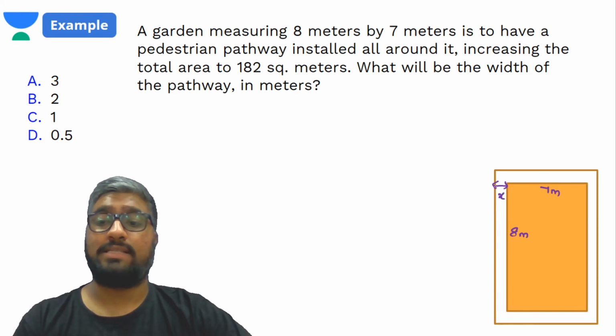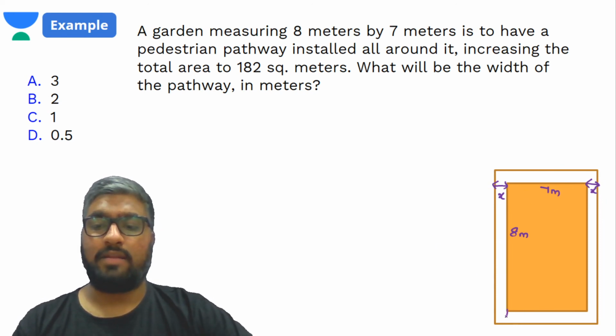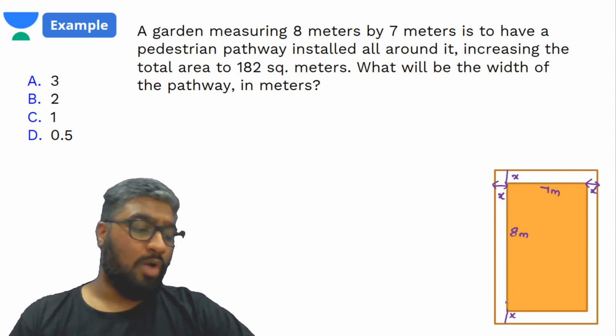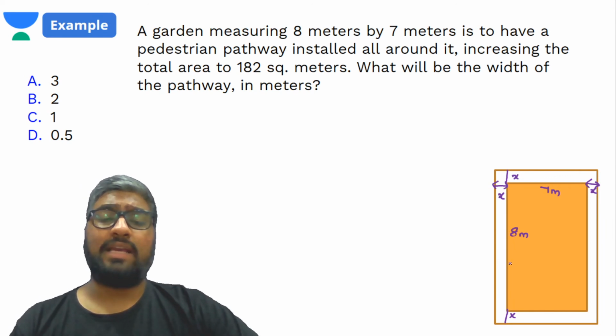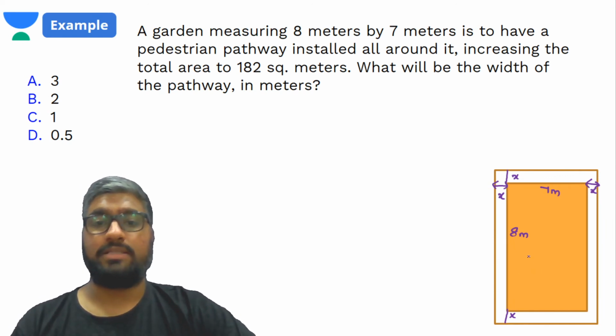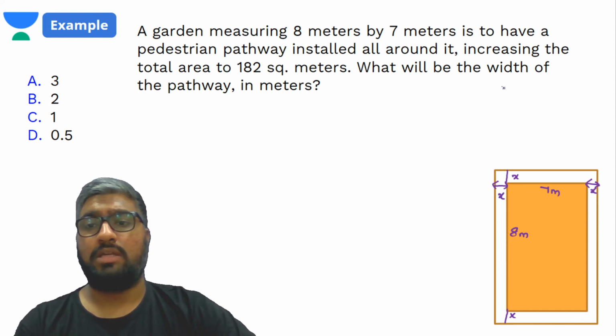This is X. So if you see along the breadth, two x's are added. Along the length, two x's are added. What happens when this is done? The total area increases to 182 square meters. So the new area is 182 square meters. Let's call it A2. That is 182 square meters.